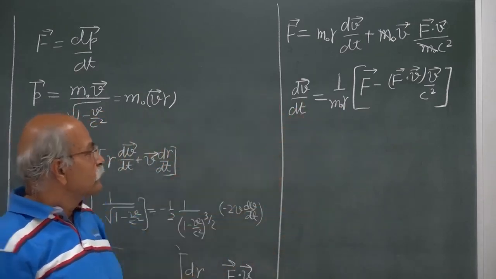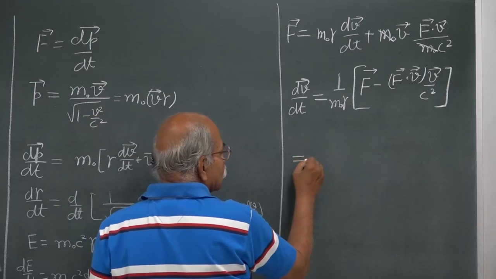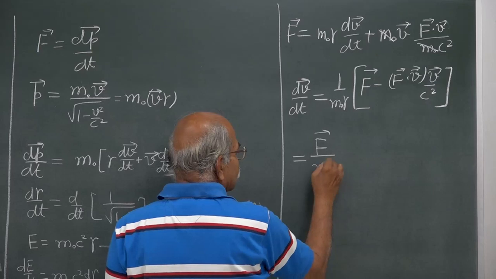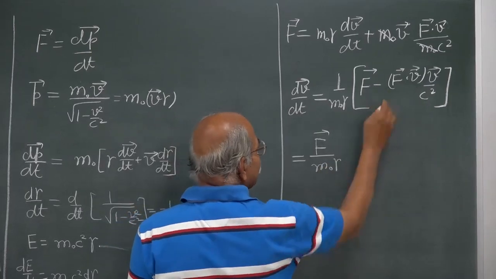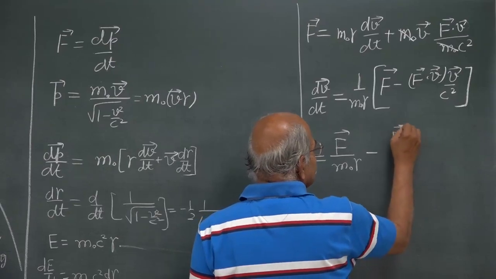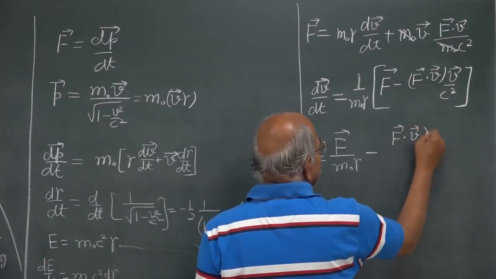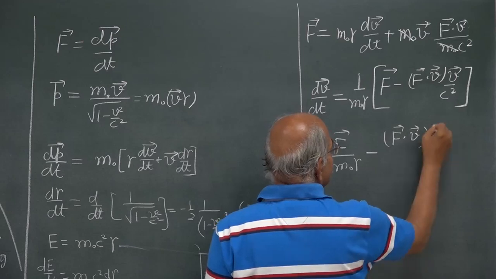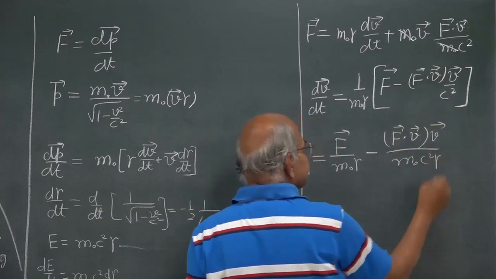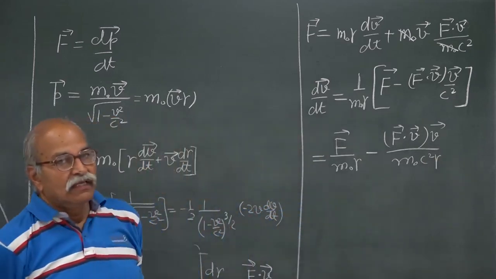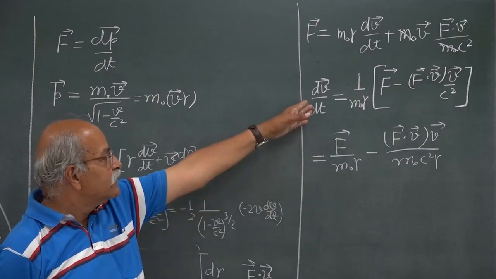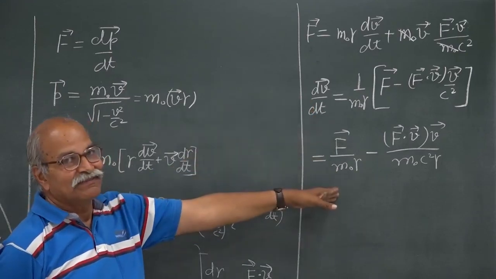So, you have two terms. dv/dt is equal to, the first term is F divided by m naught gamma, and then you have another term which is minus F dot v, then v, over m naught c square gamma. Okay, so this is how acceleration is related to the force.